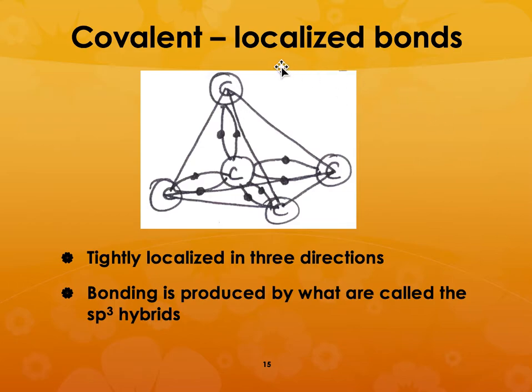Because the p bonds are directional in nature, they are localized in 3 directions. So in this case, it is called sp3 hybrids. So when they form, they will form a directional type of bond.